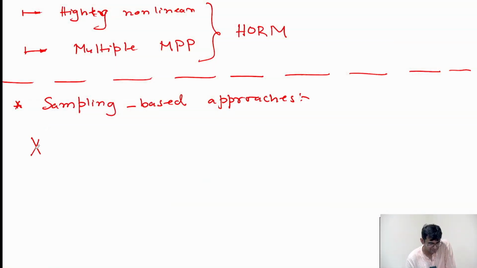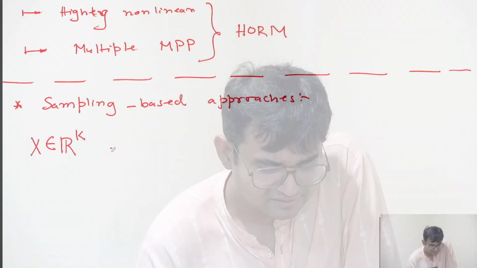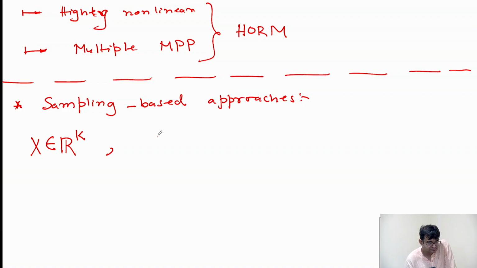What do we have here? I have x which belongs to R^k, and it's a random variable. Gaussian, non-Gaussian, I do not care. And I have a limit state function g(x) equal to 0. Then I define failure as g(x) less than 0 and safe as g(x) greater than 0. We go with this notation.